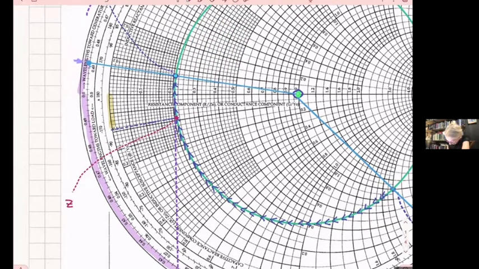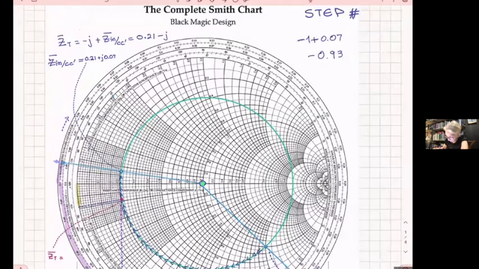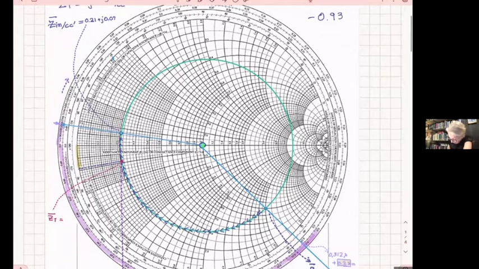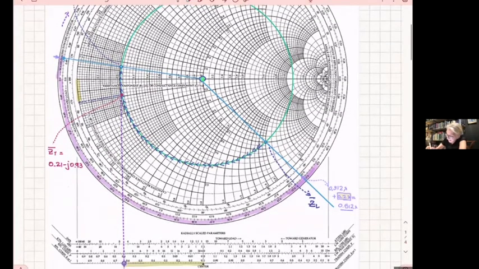ZT normalized. And according to that, ZT normalized, whatever I found, the real part is going to be 0.21 minus J 0.93. That's my ZT. Okay. Professor, aren't you at 0.093? Yes. Yes. Thank you. Thank you so much.